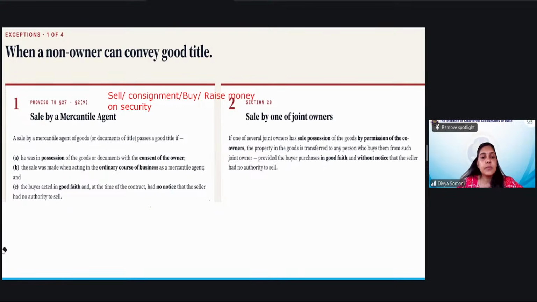exception. The next exception is sale by one of the joint owners. So how is it done? Just assume a situation wherein you all have cleared your foundation, you have stepped into the intermediate level, you have cleared that as well, and now you are into your articleship.